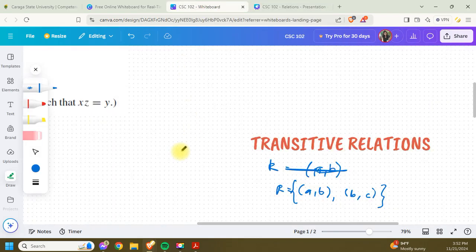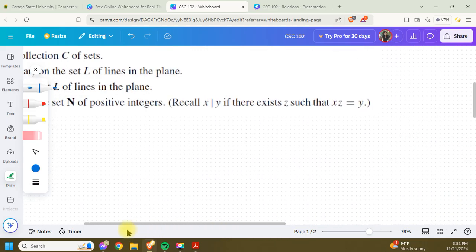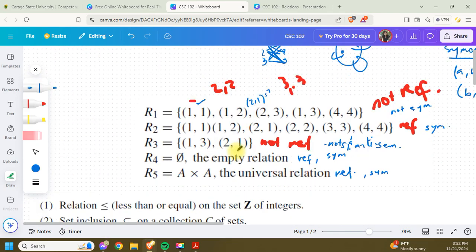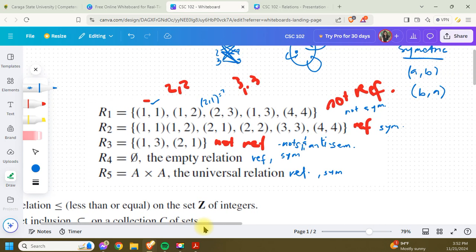So let's look at the examples. Here is a set of example relations, and let's determine if it is transitive. So we have (1, 1) and (1, 2). This is actually a transitive relation here. So let's just highlight that. That is a transitive relation.